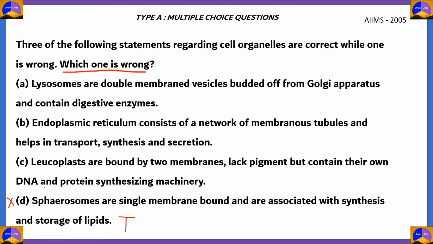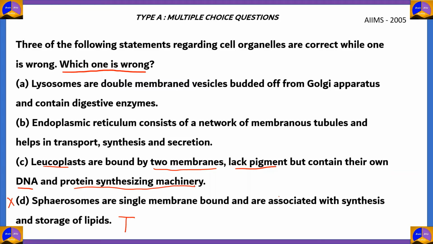What about statement C? Leucoplasts are bound by 2 membranes. They lack pigments, but they contain their own DNA and protein synthesizing machinery. So yes, plastids are bound by 2 membranes. Leucoplasts have no pigments because they're in storage, therefore storage. And all plastids contain their own DNA. And protein synthesizing machinery refers to the 70S ribosomes inside plastids.